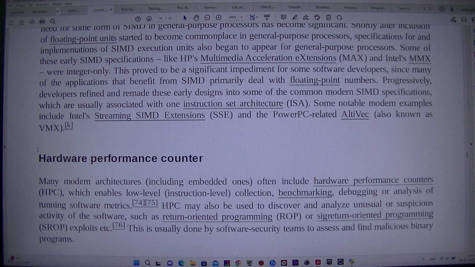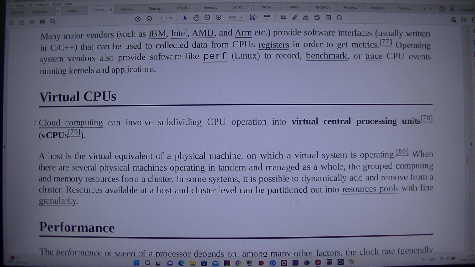74. HPC may also be used to discover and analyze unusual or suspicious activity of the software, such as return-oriented programming (ROP) or sigreturn-oriented programming (SROP) exploits, etc. 76. This is usually done by software security teams to assess and find malicious binary programs. Many major vendors, such as IBM, Intel, AMD, and ARM, etc., provide software interfaces, usually written in C/C++, that can be used to collect data from CPU's registers in order to get metrics.